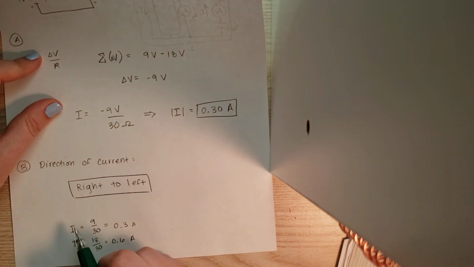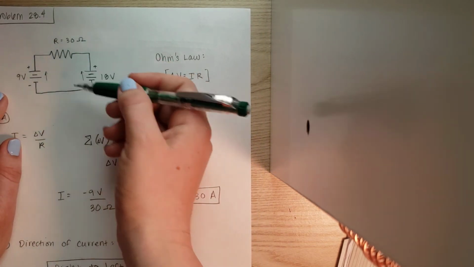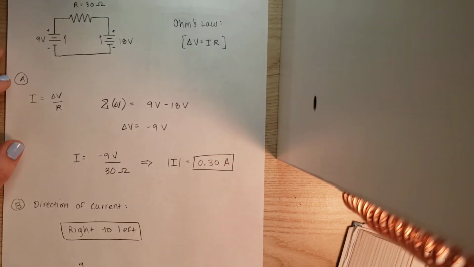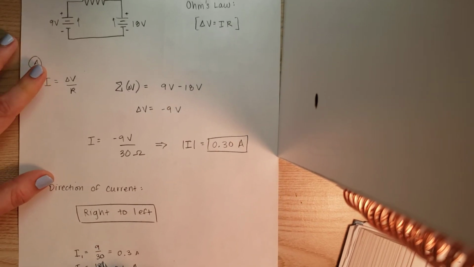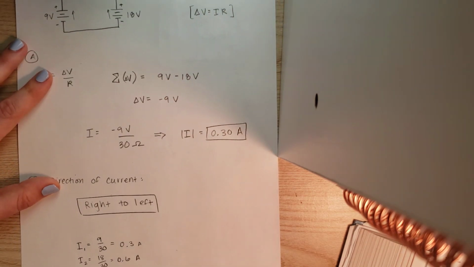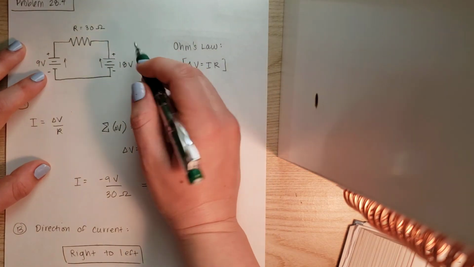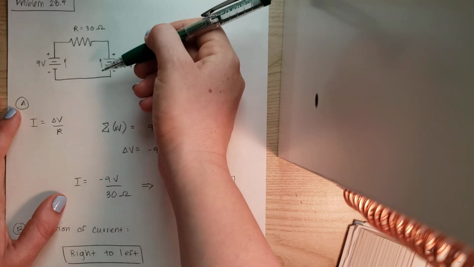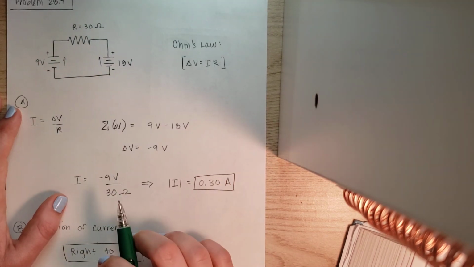calculate the individual currents from each of those potential differences, we would get, for that first one, a current of 0.3 amps from this battery, and then we would get a current of 0.6 amps from this one. So the current would be stronger coming from this side, which is why it's going to flow right to left rather than left to right.